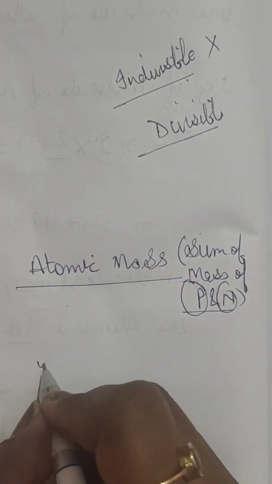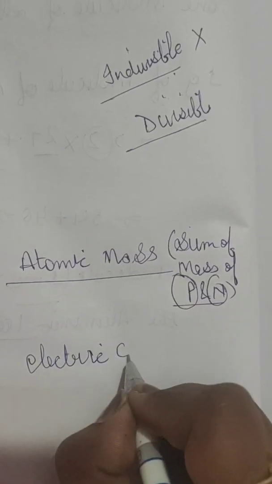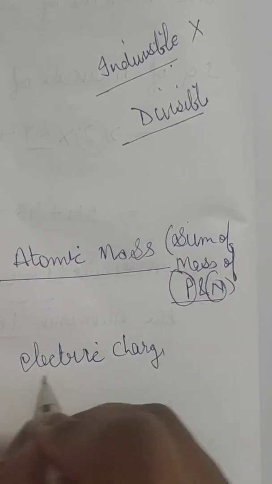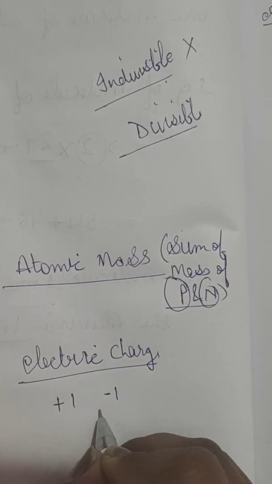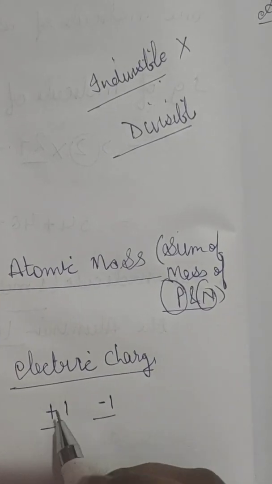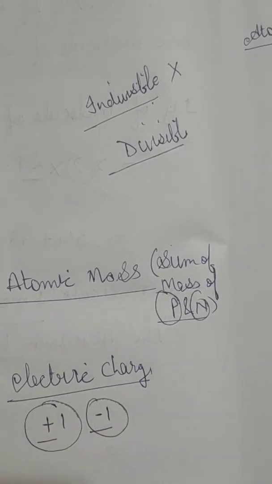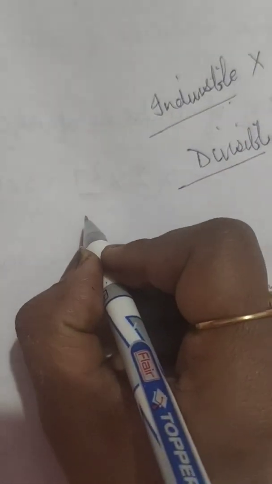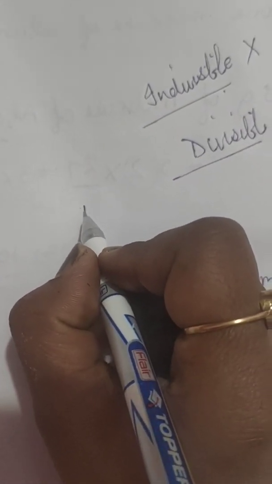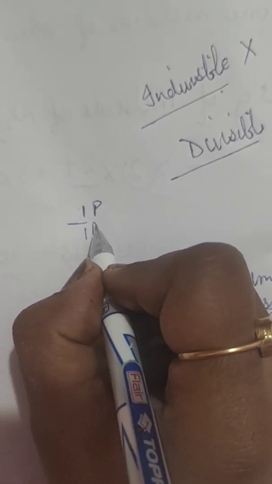And the electric charge in an atom is 1 positive and 1 negative. So in an atom there is plus 1 charge and minus 1 charge. Suppose an atom has, like in hydrogen, the number of proton is 1 and neutron is also 1.